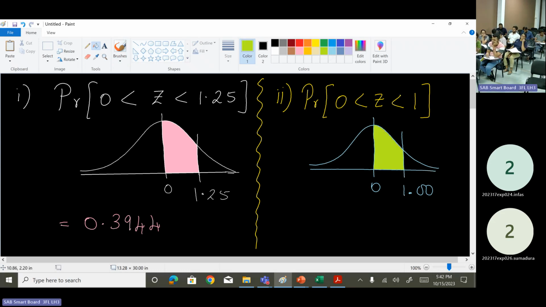So we refer to the table. How do we refer? The first 2 digits we refer from the leftmost column, and the second decimal we refer from the top. That is 1.0, so that is 34.